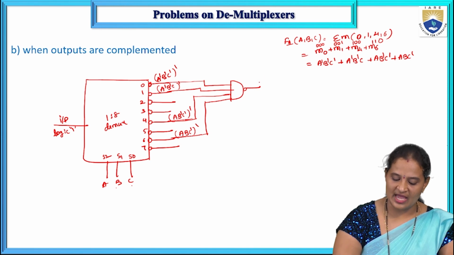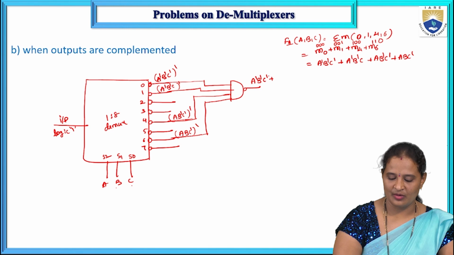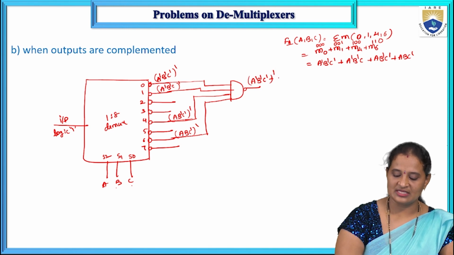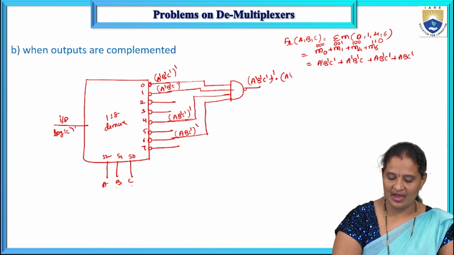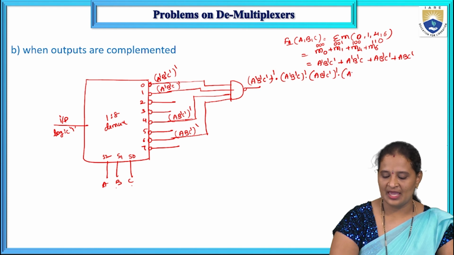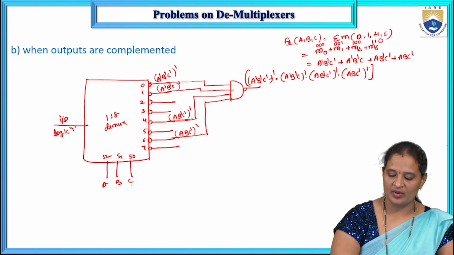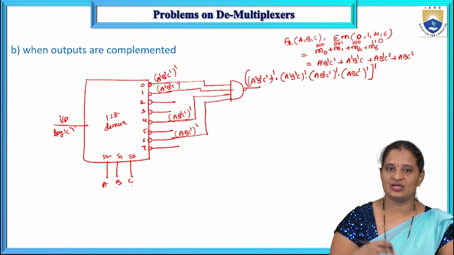Right? Now what is the answer you are going to get? A bar, B bar, C bar whole complement. This is NAND operation, right? NAND means product and whole complement. So, into A bar, B bar, C whole complement, into A, B bar, C bar whole complement, into A, B, C bar whole complement, because it is NAND. NAND means performs the AND operation and takes the complement.